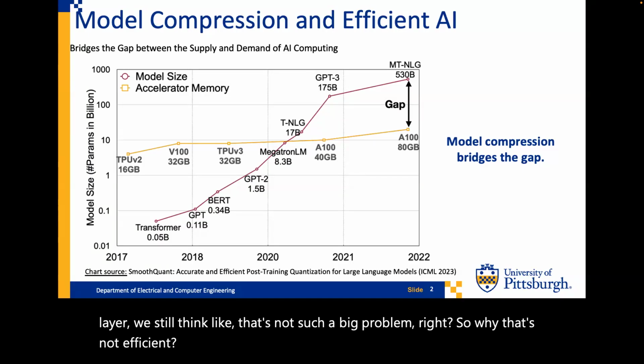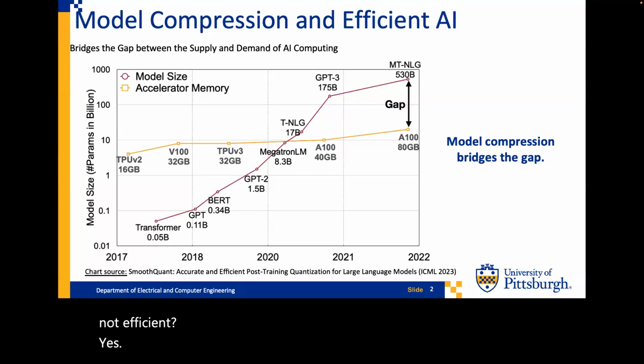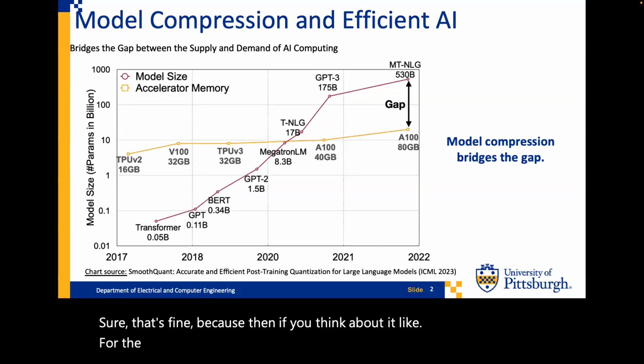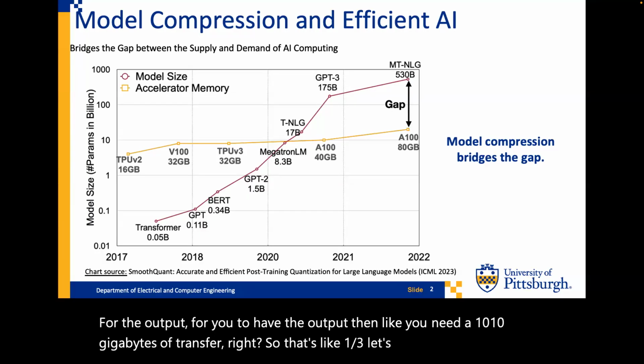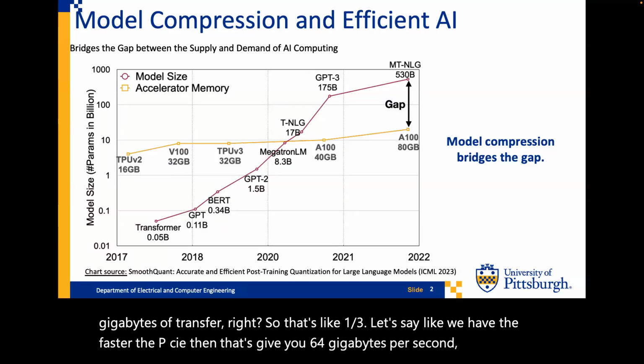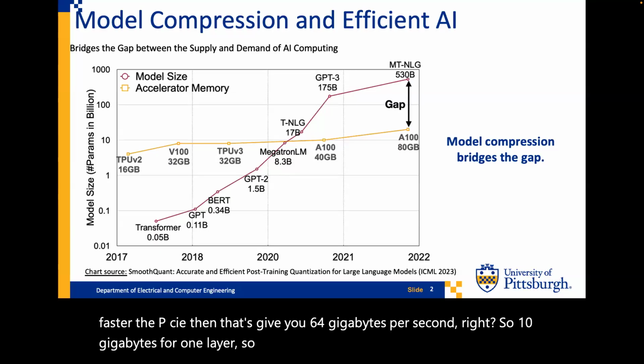Yes, they have to be done one at a time, so each layer has to wait for the previous one. Well, sure, that's fine. If you think about it, to get the output you need a 10 gigabyte transfer per layer. Let's say we have the fastest PCIe, which gives you 64 gigabytes per second. So 10 gigabytes for one layer takes about 1/6 of a second.